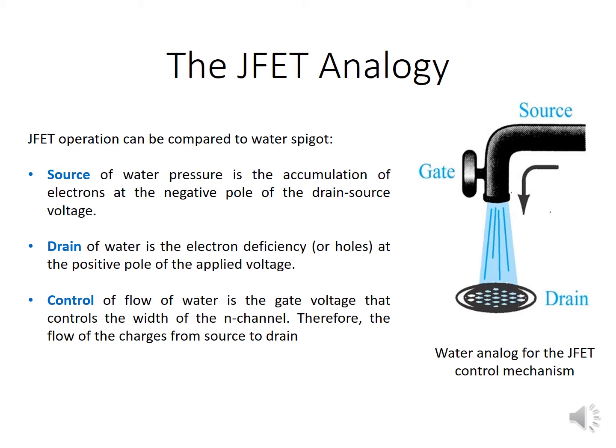The JFET analogy can be compared to a water spigot. The source of water pressure is the accumulation of electrons at the negative pole of the drain to source voltage. The drain of water is the electron deficiency or hole at the positive pole of the applied voltage, and the control of the flow of water is the gate voltage that controls the width of the N channel. Therefore, the current will flow from the source to the drain.